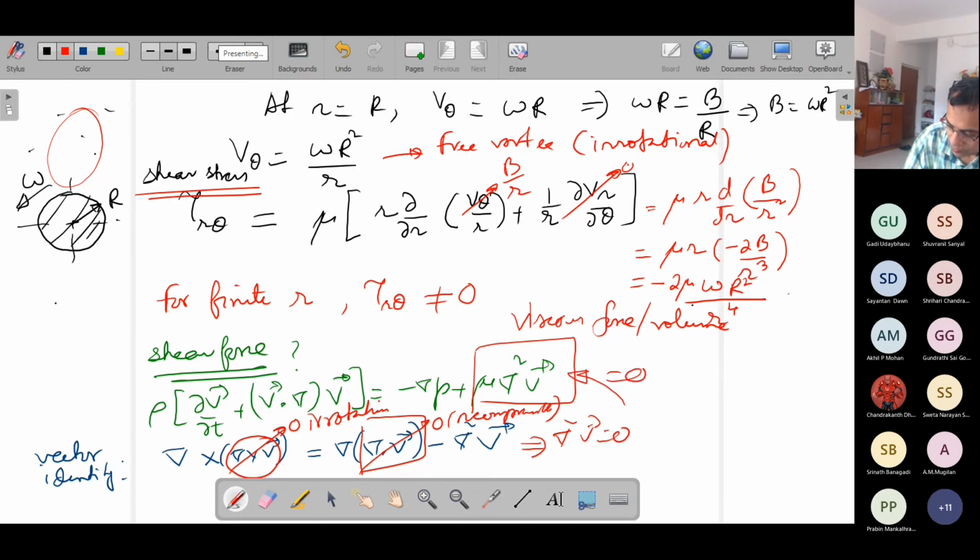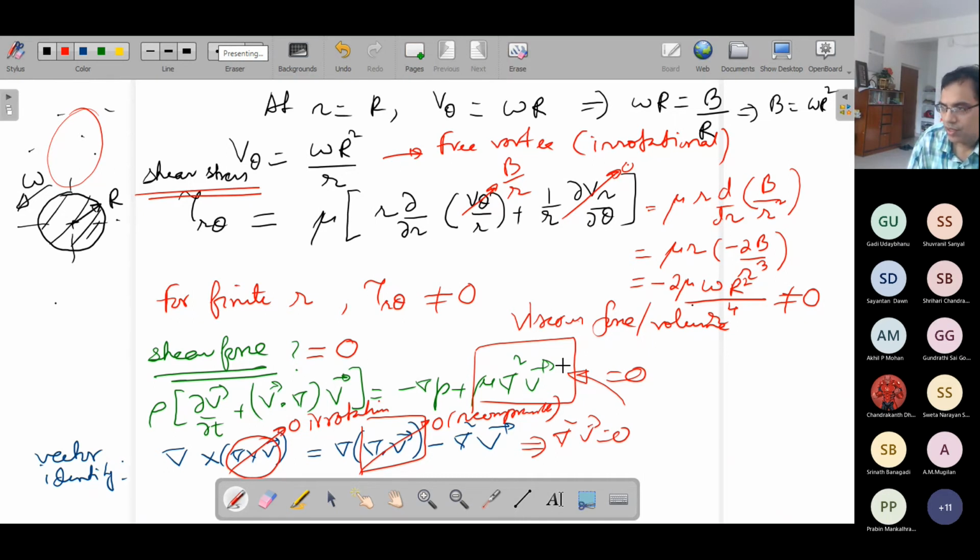So this is 0. So our conclusion is that the shear force is 0, because the shear force is coming from viscous effect. So it is a very peculiar situation where the local shear stress is not 0, right? The local shear stress is not 0 except r tends to infinity, but the shear force at any location is 0, I mean over any element, because per unit volume it is 0.